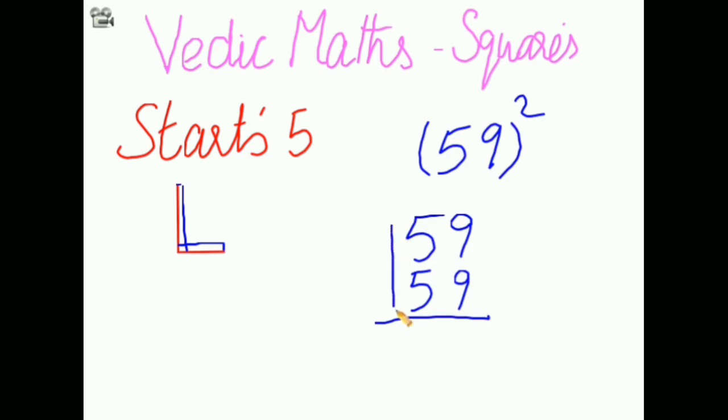Let's see one more example. By seeing it, you can get the answer. 5 into 5, 25 plus 9, 34. 9 into 9, 81. That's all. So in just 2 or 3 seconds you get the answer.